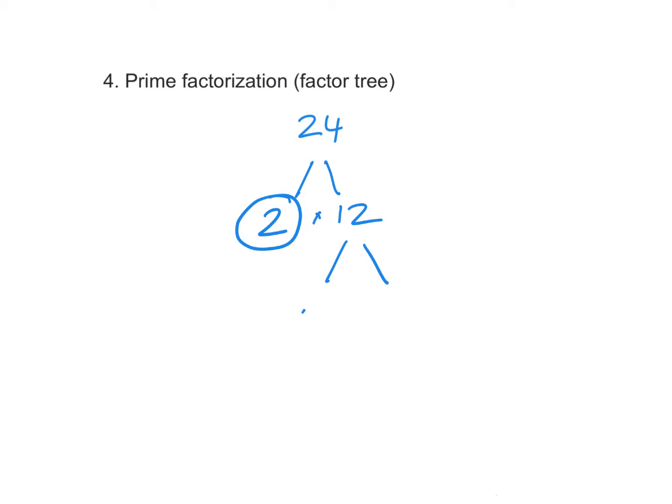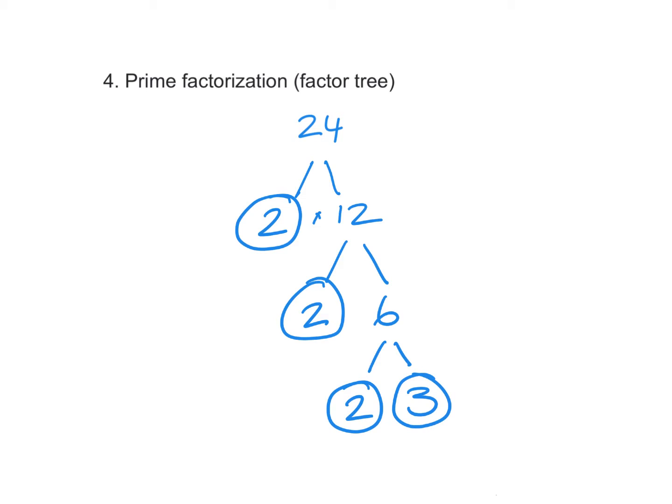So we can go 2 multiplied by 6. And 2 once again is a prime number, but 6 is a composite, and we break 6 down into its prime numbers, and that'll be 2 and 3. So 2 and 3 now are prime numbers. Therefore 24 broken down into its prime numbers is going to be 2, and we've got 3 of those, so it's 2 to the power of 3 multiplied by 3.